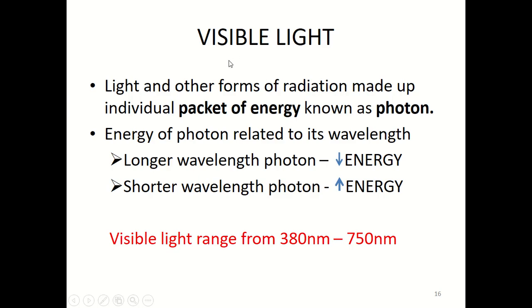So the visible light that I mentioned earlier is made up of individual packets of energy known as photons. The photon is the energy of the visible light, and the longer the wavelength of the photon, the lower the energy. The shorter the wavelength of the photon, the higher the energy.